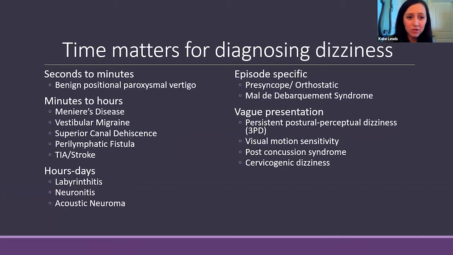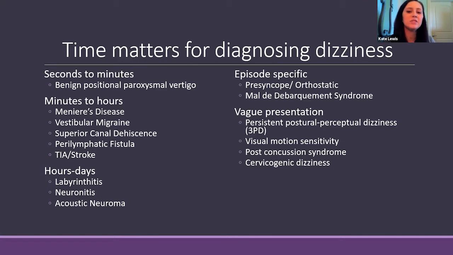If the dizzy episode is only lasting seconds to minutes, then that's something called BPPV, or benign paroxysmal positional vertigo. If you've heard someone say that they have crystals in their ears, that's what they're referring to. I'll talk about each diagnosis a little bit more. Minutes to hours, we've got Meniere's disease, vestibular migraine, superior canal dehiscence, perilymphatic fistula, and a TIA or a stroke. If the dizzy episode is lasting for hours to days, now we're thinking about something like labyrinthitis, neuritis, or an acoustic neuroma.